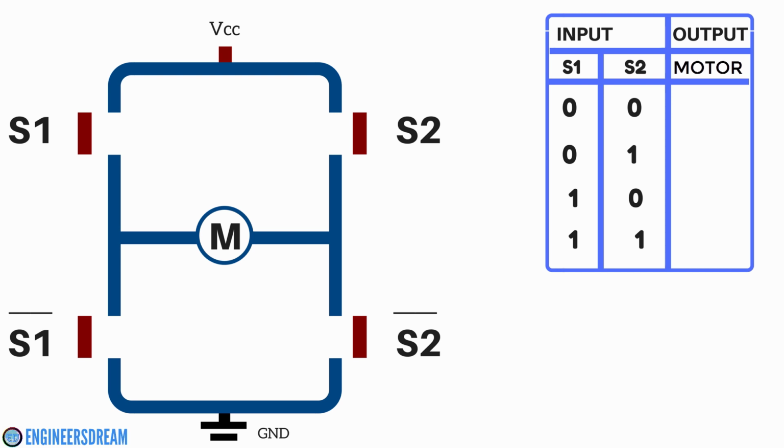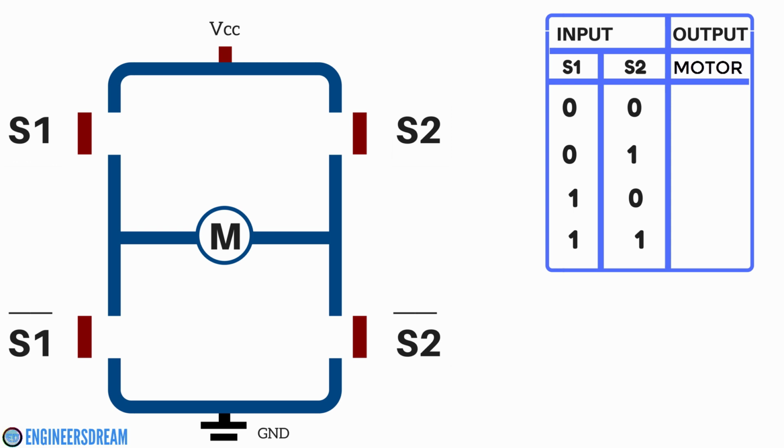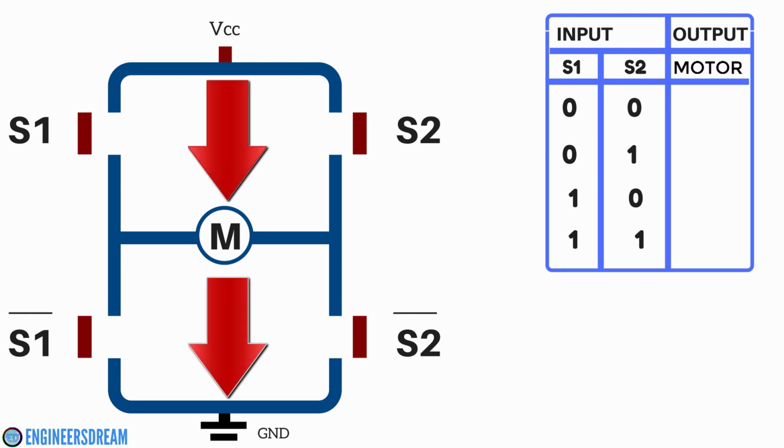The H-bridge circuit basically consists of 4 switches: S1, S2, S1 bar and S2 bar. And we need to give the inputs from the Arduino to these switches. On the top, there is a VCC pin and at the bottom, there is a ground pin. In the middle, there is a motor. And for this motor to move, the current should pass from VCC to ground.